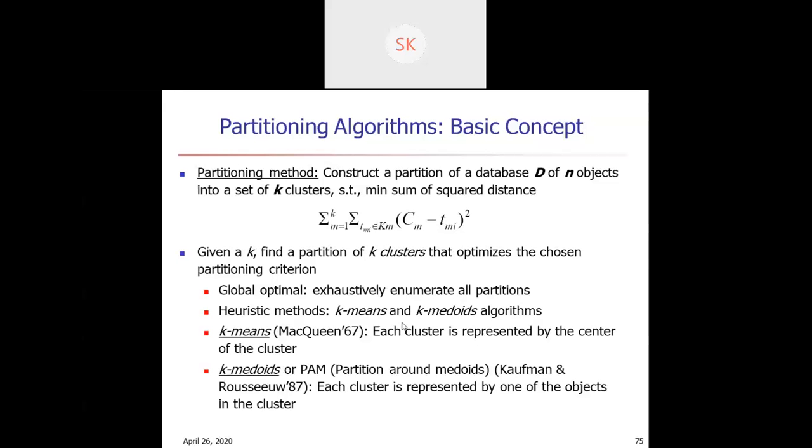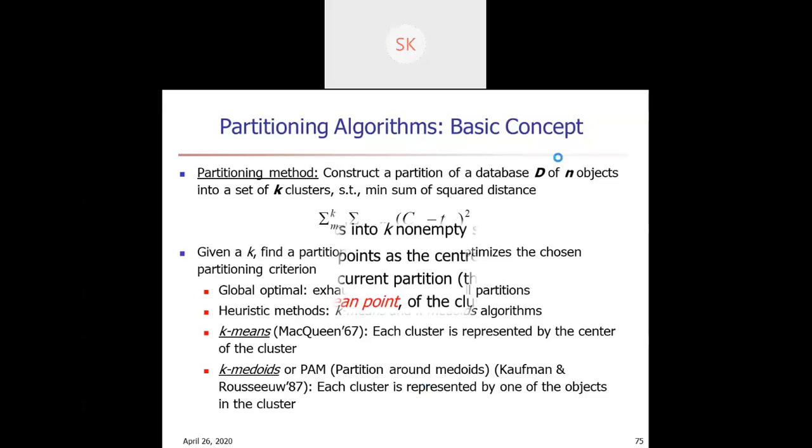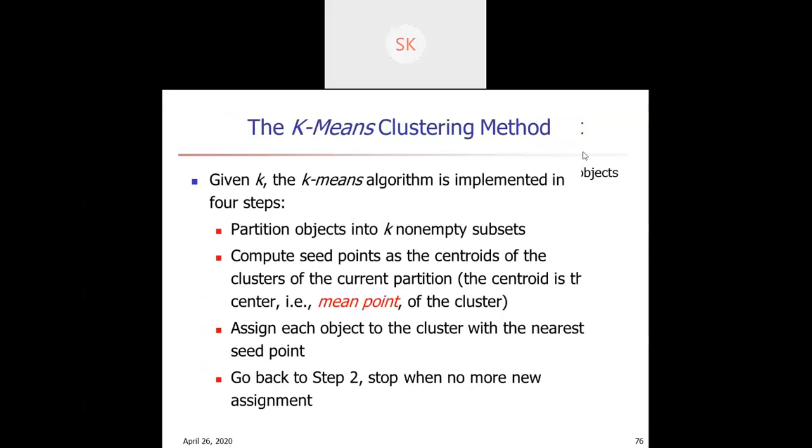This is proposed by Kaufman and Rousseau in 1807. Each cluster is represented by one of the objects in the cluster. So here one object is represented as the center, the cluster center. And around that center, we are computing the other objects. The various methods of this computation of distance we have seen earlier in the same session.